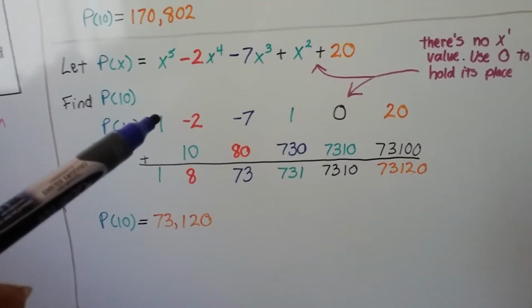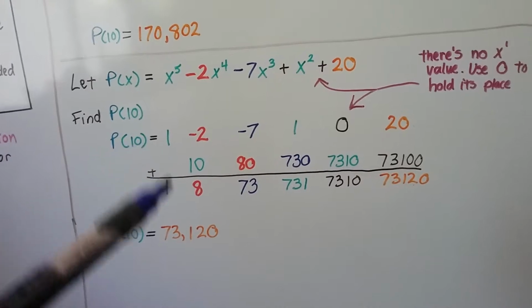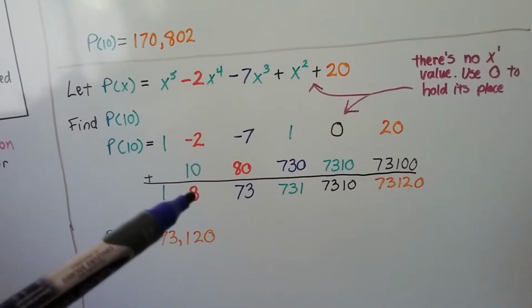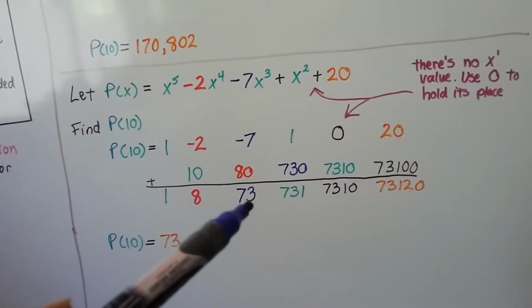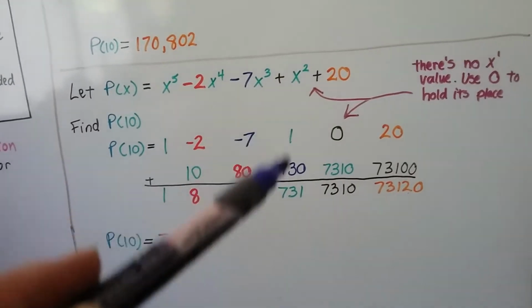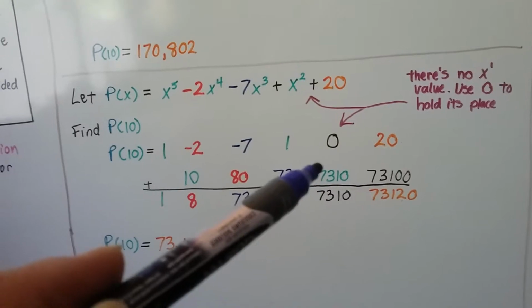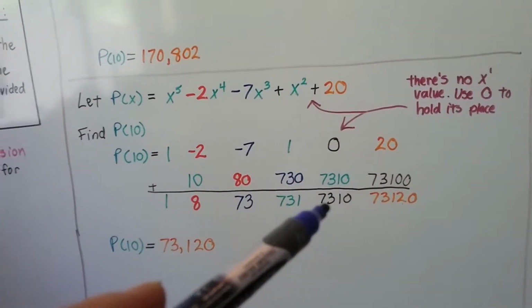So we're going to do 10 times 1, which is 10. We're going to write it here and add it to the negative 2. We've got our 1 drop down. That's an 8. Now we're going to do 10 times this 8 and get an 80. Add these two together and get a 73. We're going to do 10 times the 73 and get 730. Add them together, get 731. 10 times 731, we're going to get 7,310. Added to the 0, it stays the same.